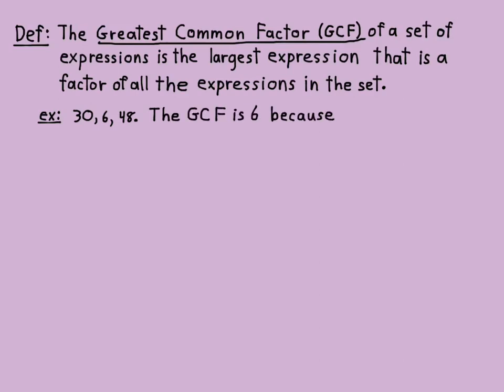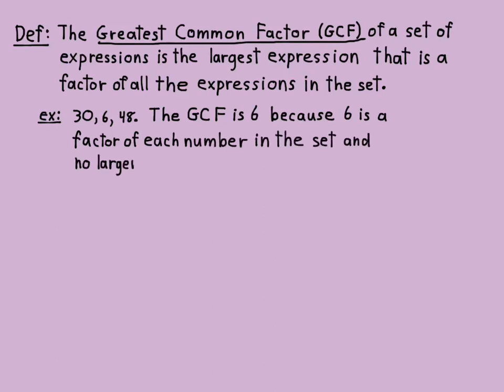The greatest common factor is 6 because 6 is a factor of each of the three numbers of the set, and no larger number is a factor of each number in the set, right? So 6 goes into 30, 30 equals 6 times 5, 6 equals 6 times 1, 48 equals 6 times 8. So 6 is a factor of all three. Now you're not going to have a larger factor because one of the numbers is actually 6. So in this case, it's fairly obvious that there isn't a larger common factor.